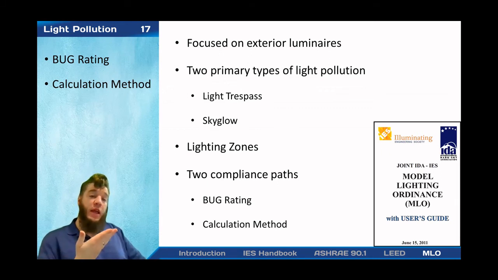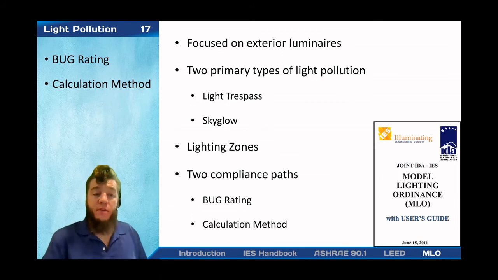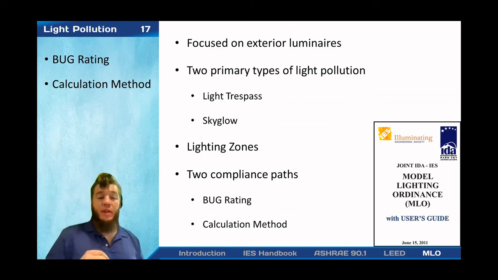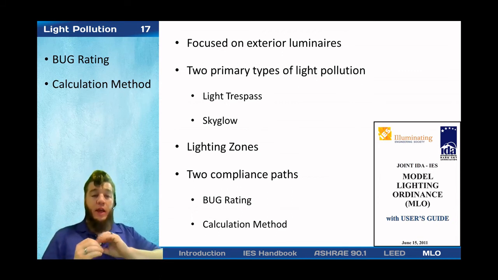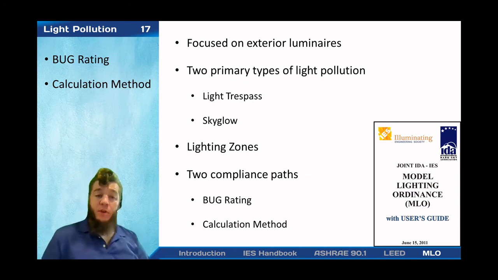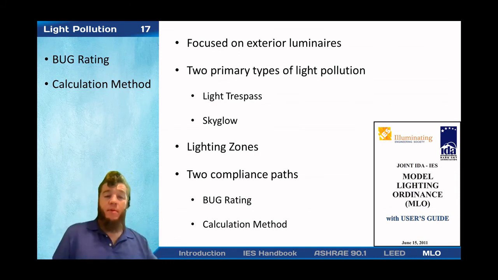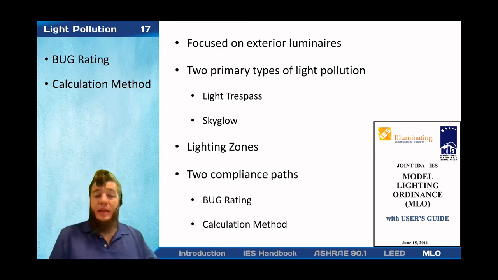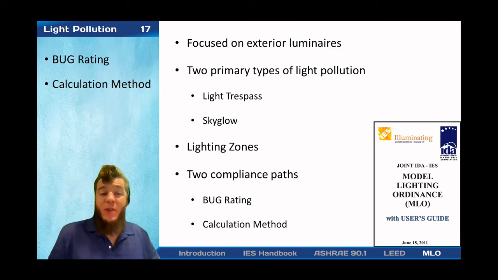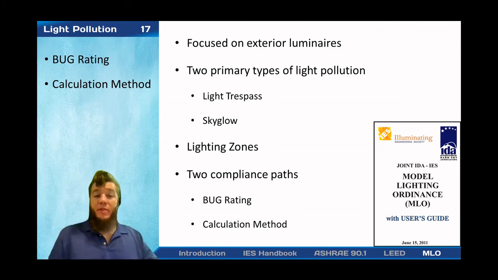The first one is light trespass, and specifically what light trespass means is light that's going off the edge of your property into your neighbor's property and say illuminating their yard at night or shining lights in their bedroom window at night that they don't necessarily want there, but don't have an ability to prevent because the lights are located on another property. So light trespass is an important concept.